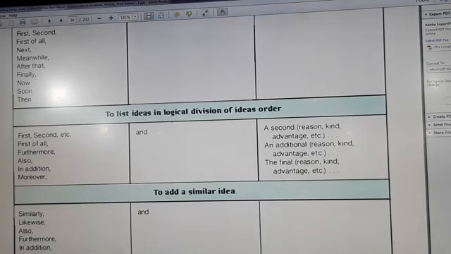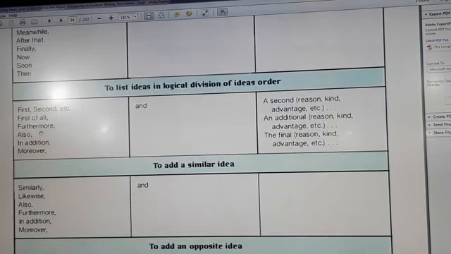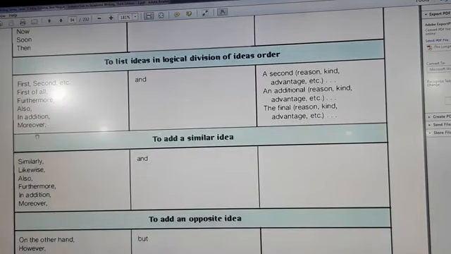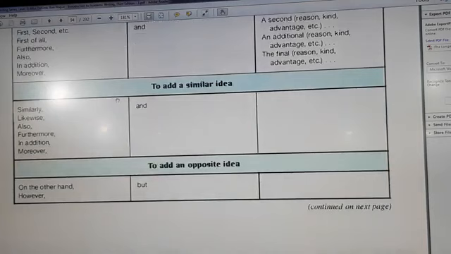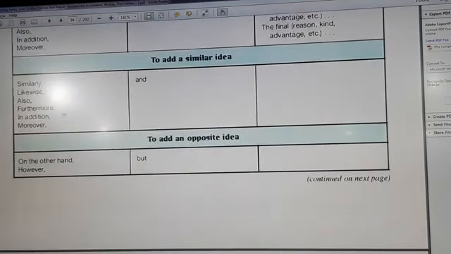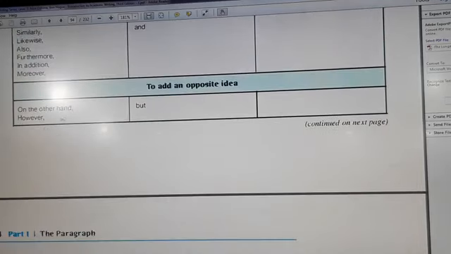Okay, another type of signals is used to list ideas in a logical order. Say first, second, third, fourth, and so on. Furthermore, first of all, also, in addition. Here we have what does not connect sentences, but lists ideas. To add a similar idea, we have certain expressions like similarly, likewise, also, or to add an opposite idea, on the other hand, however. So now these words and expressions are not random ones, but are classified according to certain meanings, according to the content they express, so we use them.